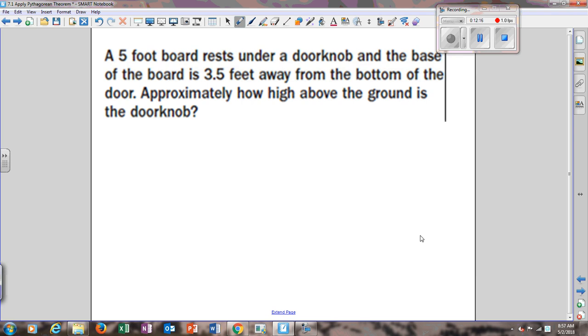Alright, a 5-foot board rests under a doorknob, and the base of the board is 3.5 feet away from the bottom of the door. Approximately how high above the ground is the doorknob? So basically you have to just draw this out. So we got this 5-foot board, like that. Base of the board is 3.5 feet away from the door, like that. We just got to find out how high the door is, right? So this is 3.5. This is 5, and we don't know what that is.